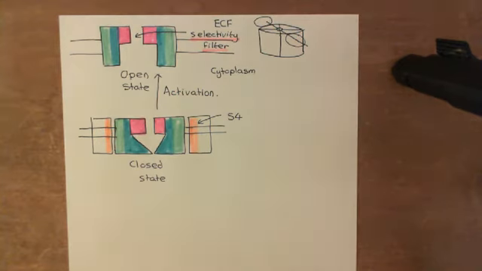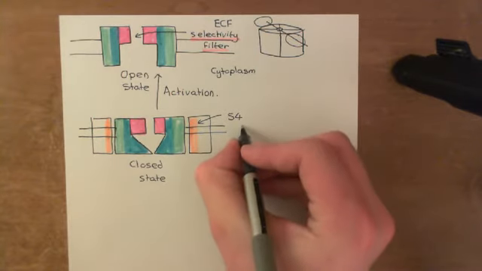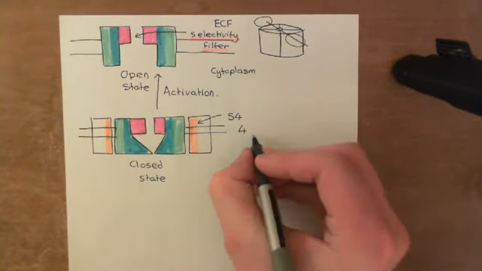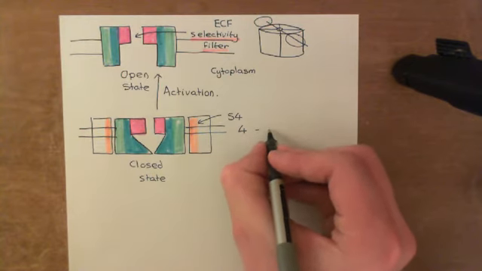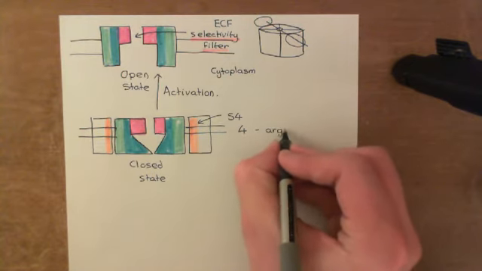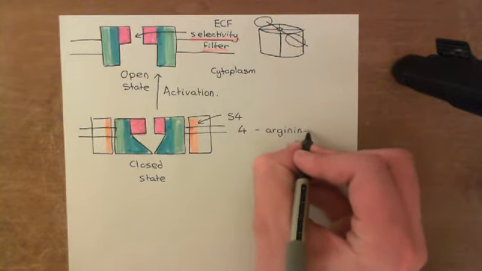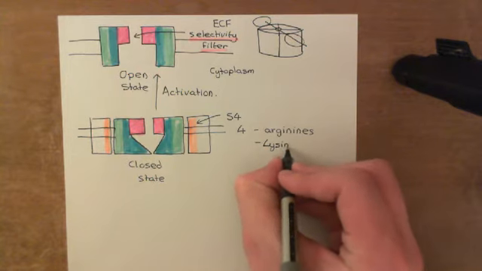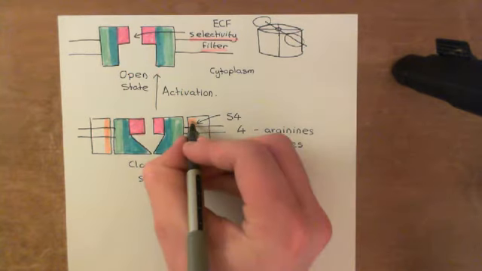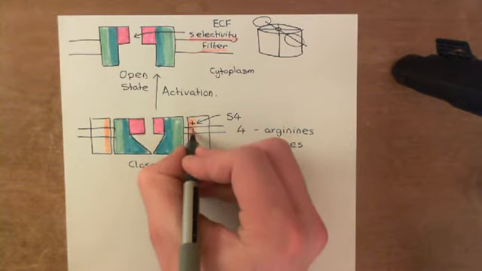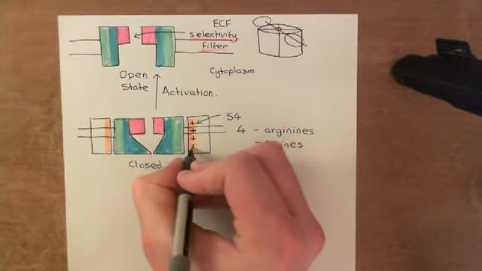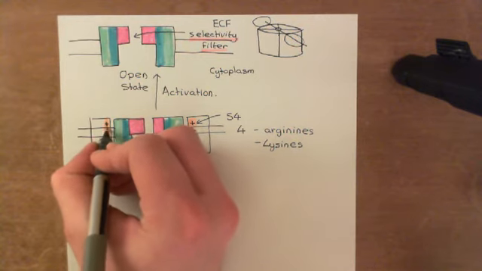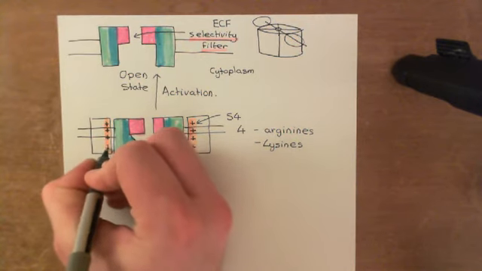Now S4 has some important properties. S4, in absolutely all alpha subunits of voltage-gated potassium channels, has 4 positively charged amino acid residues within it. Now these positively charged amino acid residues are either arginines or lysines, which are both positively charged amino acid residues. So you're going to have 4 of these. I'll put these on 1, 2, 3, 4. And on this one as well, 1, 2, 3, 4.